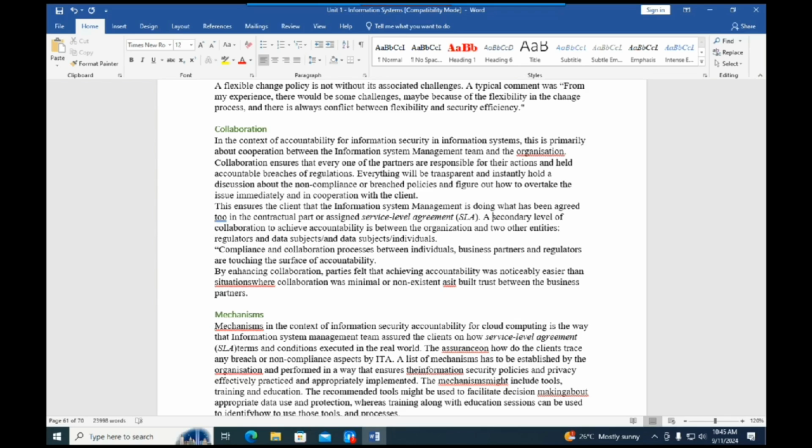And we also have a secondary level of collaboration that happens to achieve accountability, and this collaboration is between the organization and two other entities that I call regulators and data subjects or individuals. So it can be between regulators and data subjects, or between data subjects and individuals. If you look at the compliance and collaboration process between individuals, business partners, and also the regulators, you realize that they're touching the surface of accountability. So if we enhance collaboration, parties feel that achieving accountability is noticeably easier than in situations where collaboration was minimal or non-existent. Now this is because collaboration builds trust between the business partners.